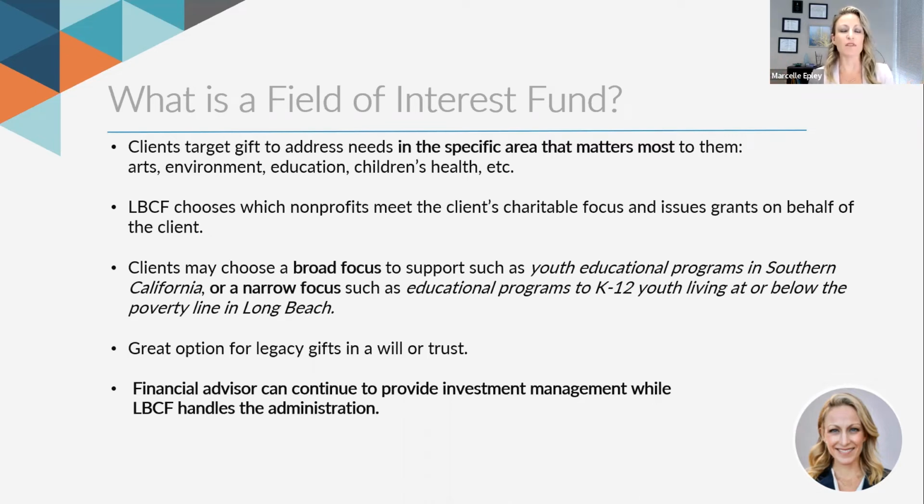So if the person was charitably inclined specifically for Long Beach, maybe we want to narrow it to Long Beach or the greater Long Beach area. And maybe we want to talk about K through 12 youth specifically. Maybe they're at or below the poverty line. So let's narrow that down to really get specific on what they want. And you can get even more specific.